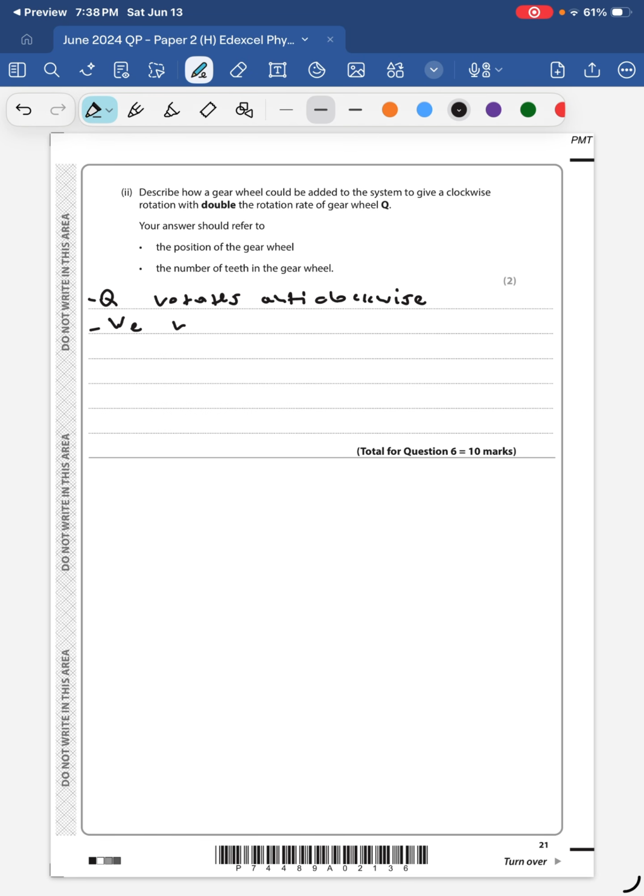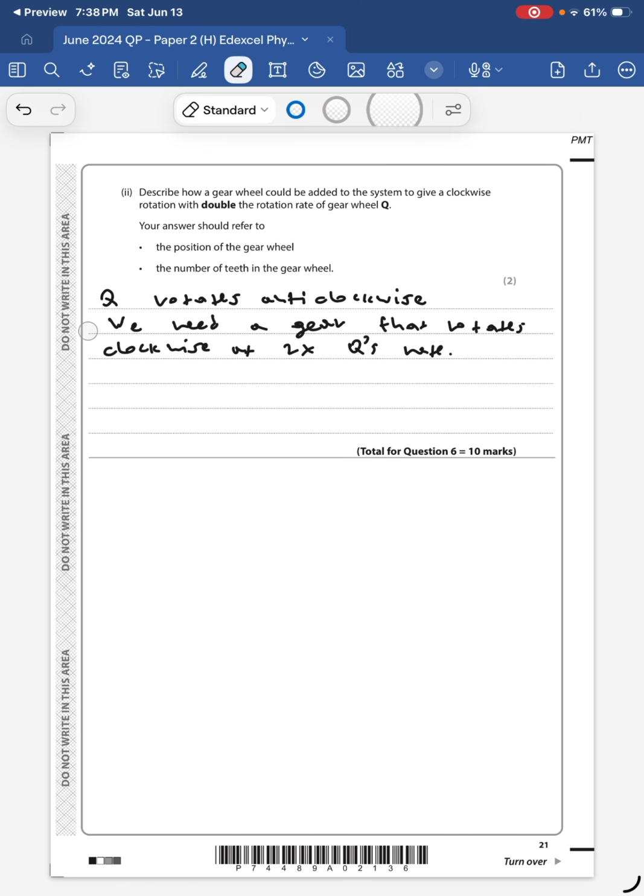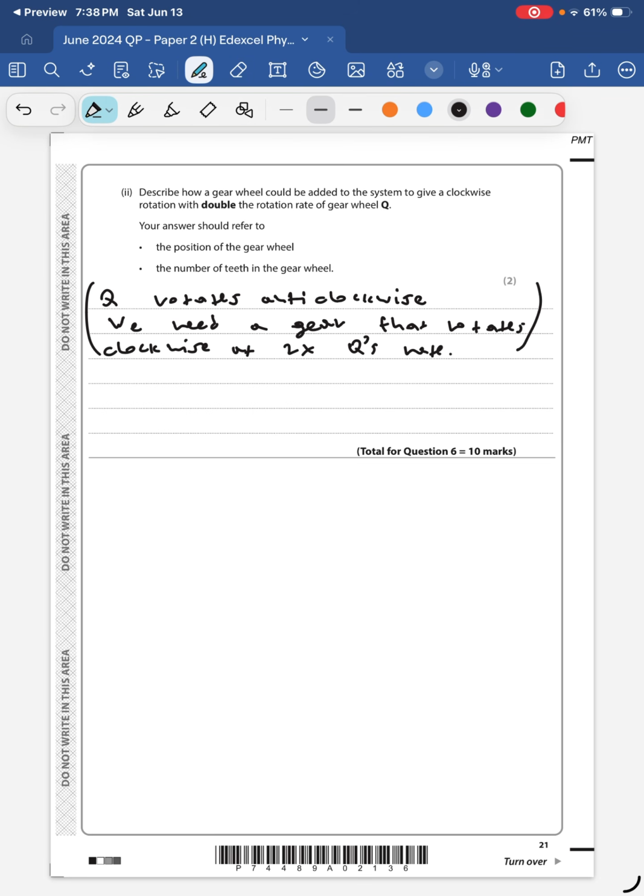Okay. So we need a gear that rotates clockwise at double Q's rate. You don't need to write these, by the way. I just wrote them. These are not the statements you need, so I'm going to put them in parentheses. I'm just restating the problem pretty much.